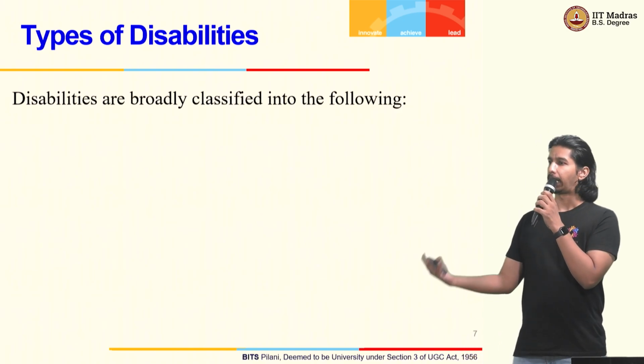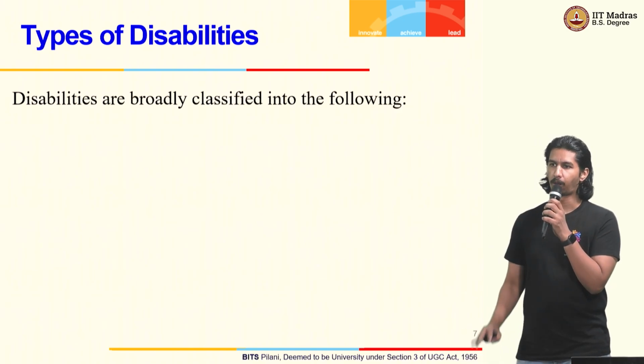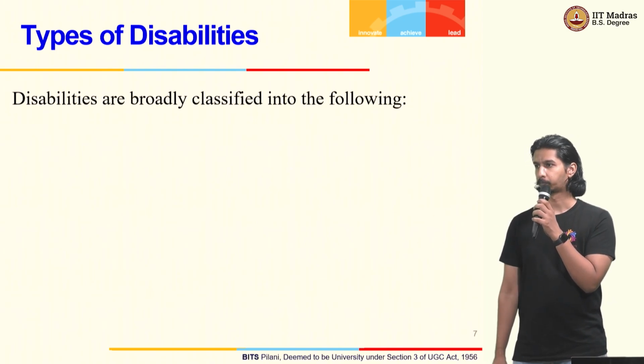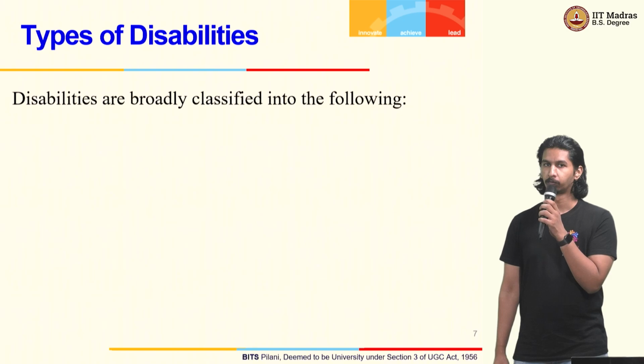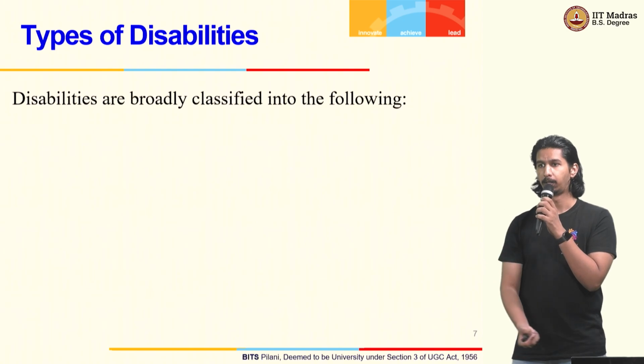And what are the different types of disabilities? Yeah. So any of you, what are the broad categories or different types of disabilities? Hearing, very good. Visual. Motor, very good. Something else came up from there.